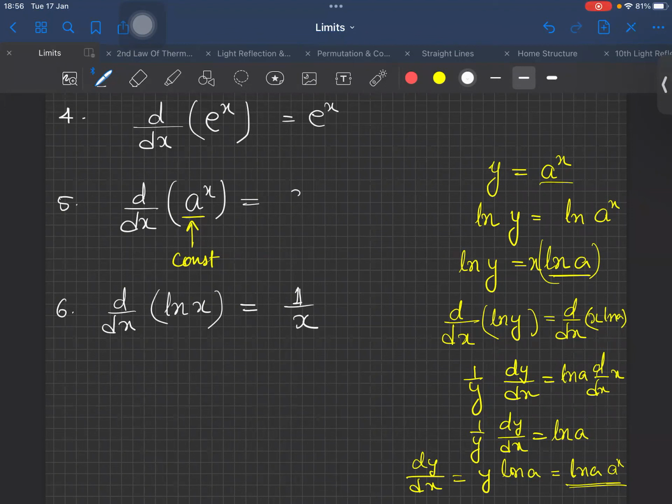Okay, I'll just write down a to the power of x ln a. a is a constant here, constant to the power of x. So that's how you are going to find the derivative. Number 7.